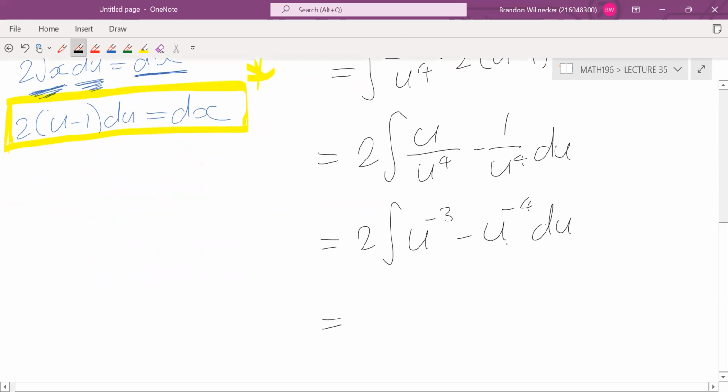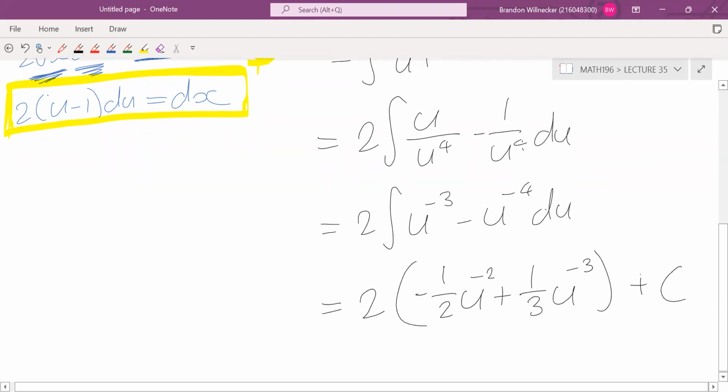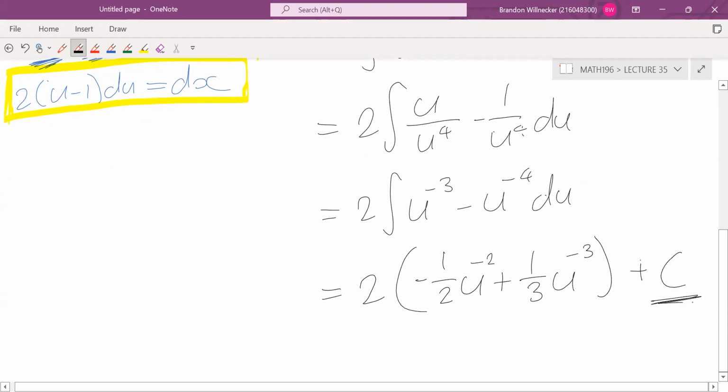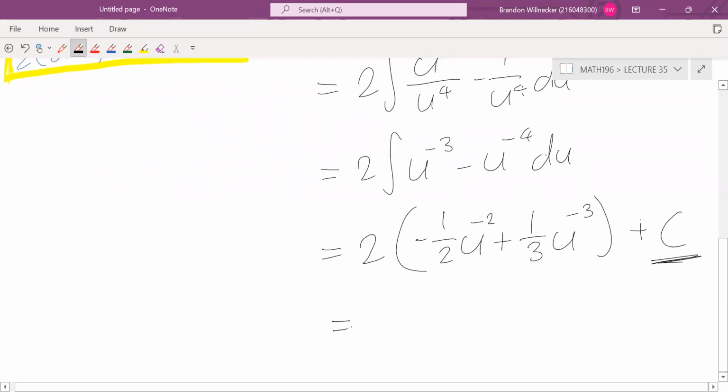Okay, now we just use the power rule. So that's going to be 2 times, we add 1 to the exponent to make it minus 2. Divide by that, so we get minus 1/2 u to the minus 2. Next one, we add 1 to the exponent to make it minus 3. Divide by that, so we have plus 1/3. And don't forget your plus c. Okay, indefinite integral, you need to add your plus c. So this now becomes minus u to the minus 2 plus 2/3 u to the minus 3 plus c.